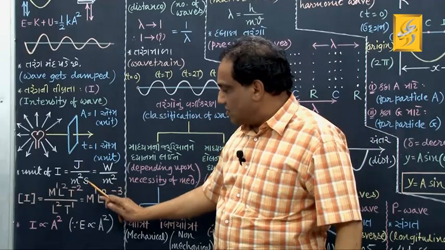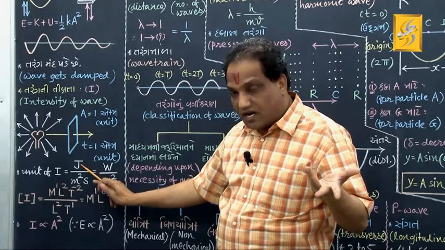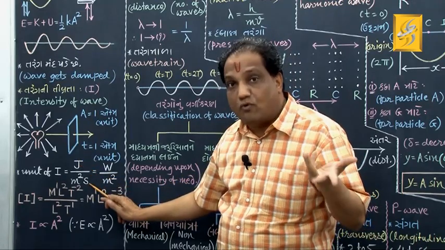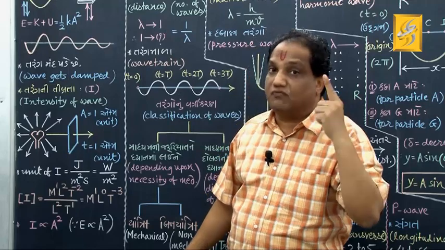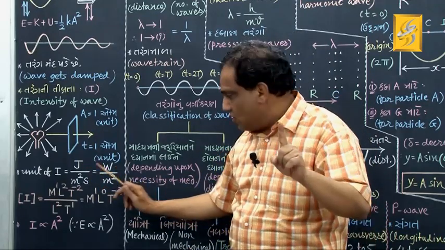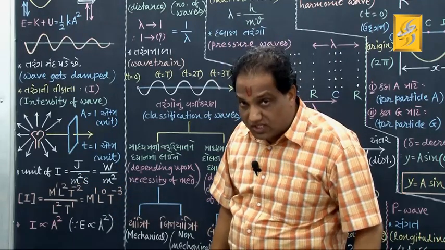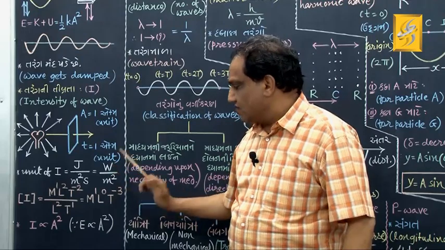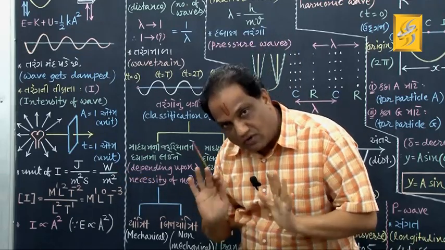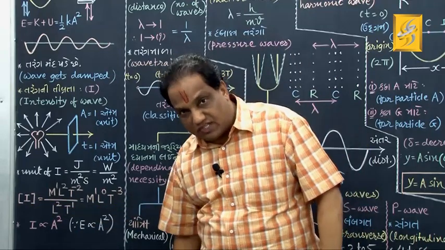Now tell me, joule upon second, it is nothing but what? You know, work upon time. Work upon time will give you power, and SI unit of power is watt. So in place of joule upon second, you can write watt, that is capital W upon small m square. So what is the SI unit of intensity of wave? Watt upon meter square. Got it?